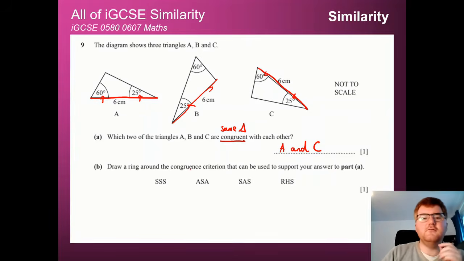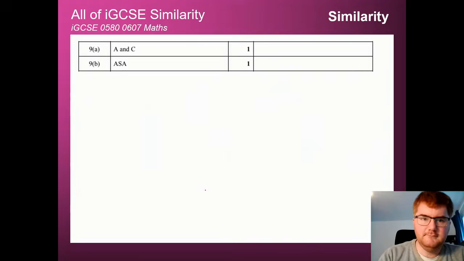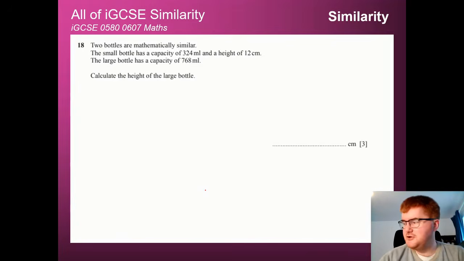And now I need to draw a ring around the congruency criterion that can be used to support the answer. Well, I have a side and 2 angles, so it must be ASA: 2 angles and the side. Cool, so easy 2 marks there, so you can just check that very quickly. Not much to check there really. And on to this question here.